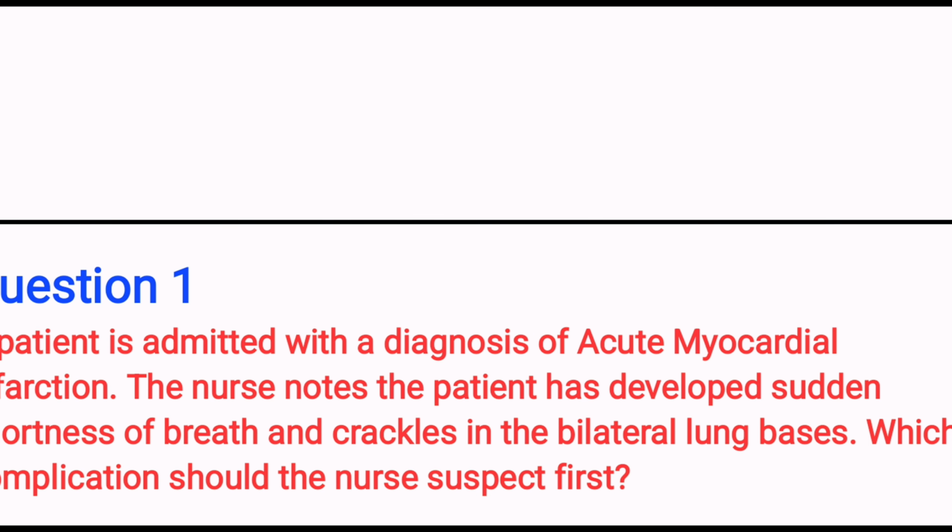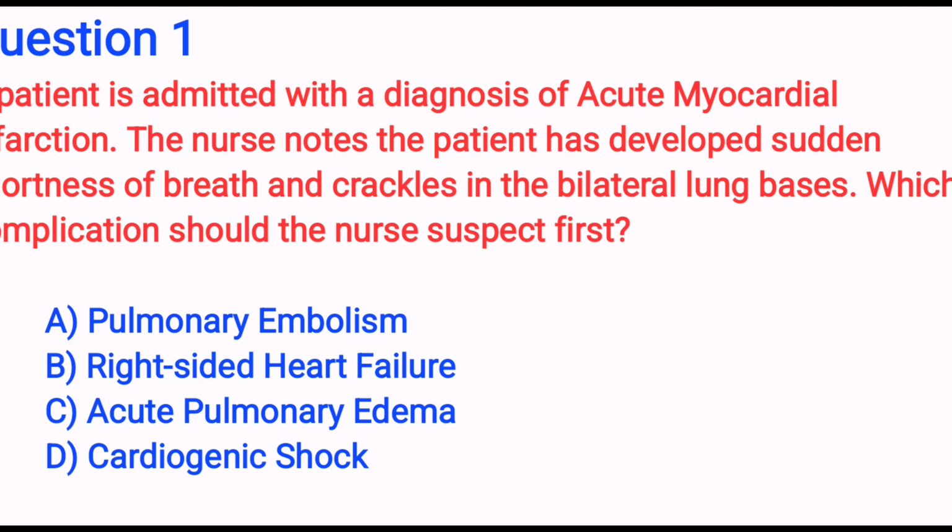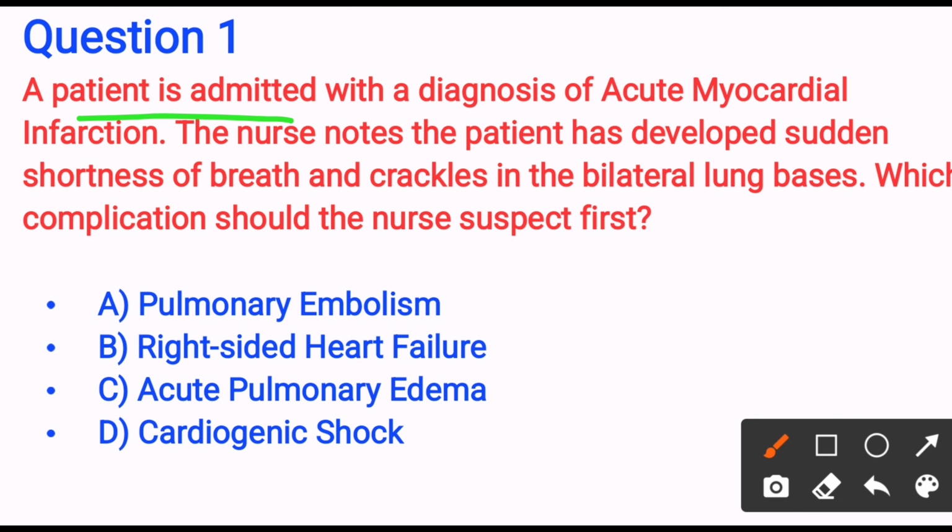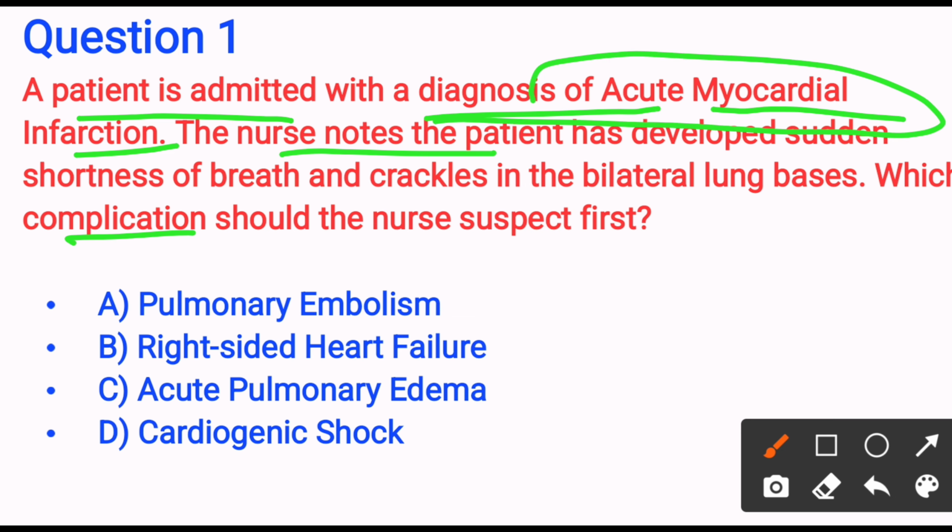Let's start the video. Today we'll discuss the most important MCQs. A patient is admitted with a diagnosis of acute myocardial infarction. The nurse notes that the patient has developed sudden shortness of breath and crackles in the bilateral lung bases. Which complication should the nurse suspect first?